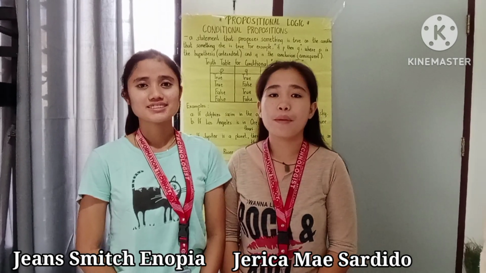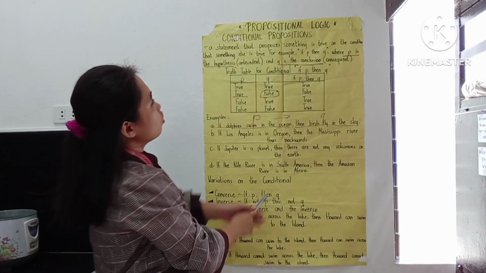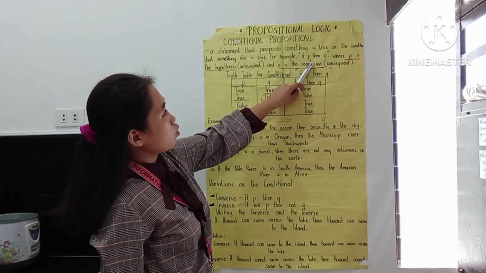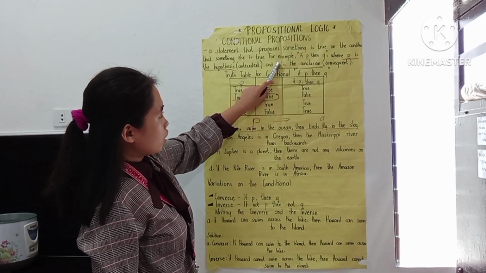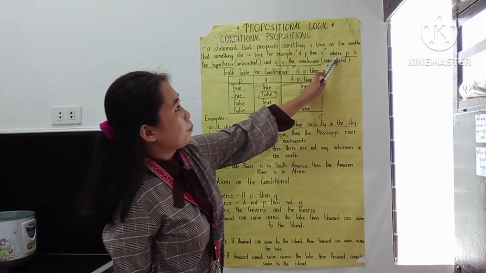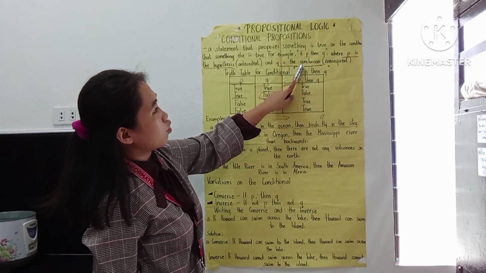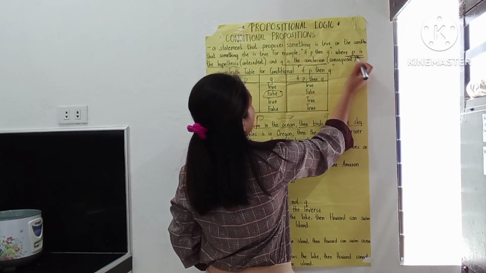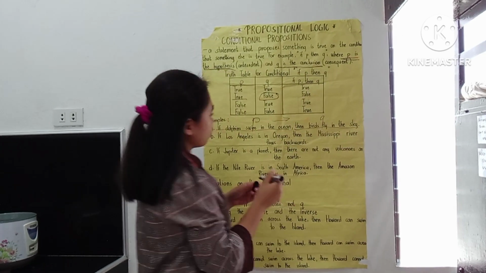We are here to talk about propositional logic. Conditional proposition: a statement that proposes something is true on the condition that something else is true. For example, if P then Q, where P is the hypothesis or antecedent and Q is the conclusion or consequent. Or in other words, P is the hypothesis and Q is the conclusion.